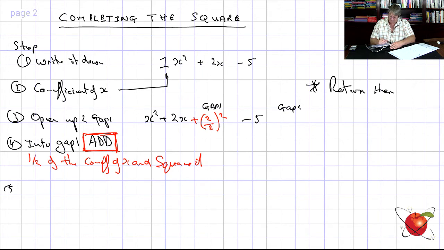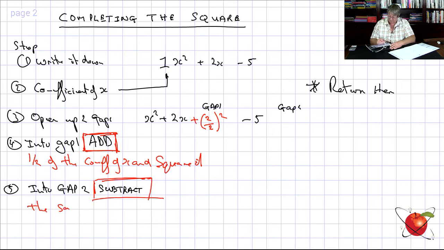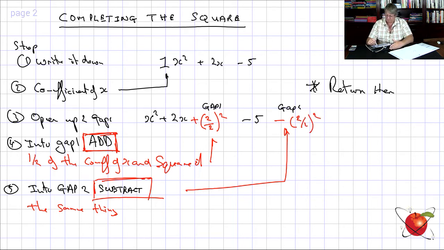Okay? Into gap 2, subtract. In red again. The same thing. Okay, let's do that. So then into gap 2, there it is. Into gap 2, I'm going to subtract exactly the same thing that I had there.